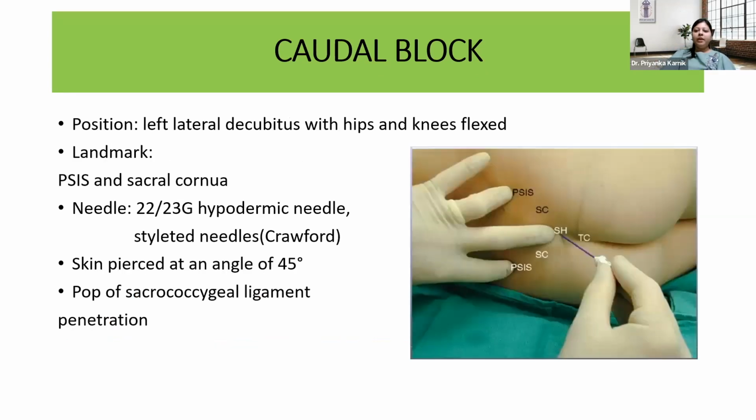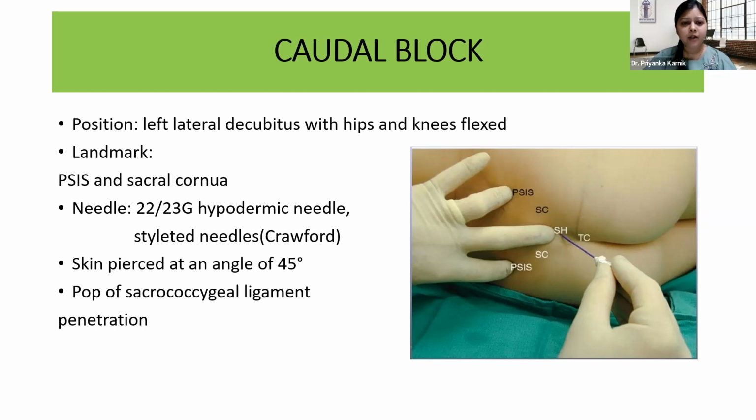This is because the lamina of the S5 and the S4 vertebra is unfused, creating a space called the sacral hiatus, and that is where you access the caudal epidural space in children. We know that in infants, the spinal cord ends at L3 and the dural sac ends at S3, as opposed to L1 and S1 in adults. So while positioning, we have to be careful to give the left lateral decubitus with the hips and knees flexed, because when we flex the hips and the knees of the child, the dura as well as the spinal cord tend to move a little bit upwards, so that we avoid injuring the spinal cord as well as the dura when we are accessing the caudal space.